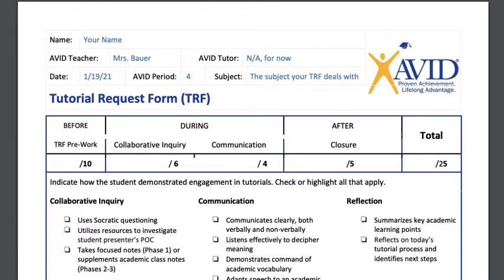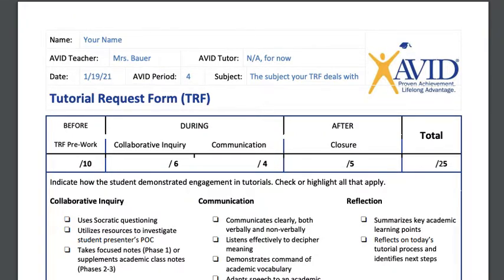All right, we're going to be reviewing TRFs today. It's been a while since we've done these, and they are a really important part of AVID. I also want to be clear that we are going to attempt, it'll probably be in February, to do some actual tutorials, and so hopefully these TRFs will seem a little more legit or useful, purposeful once those begin.